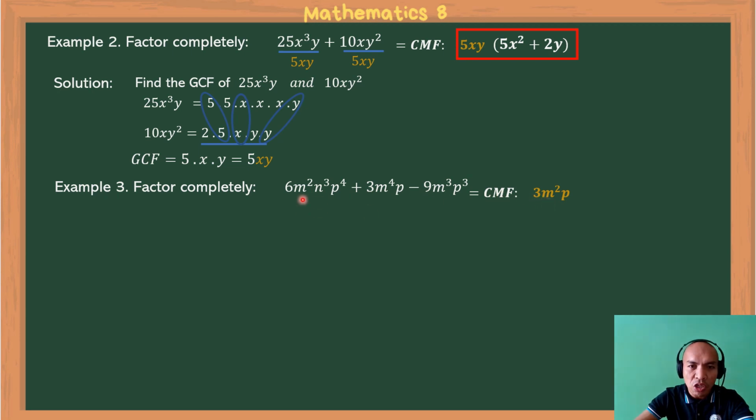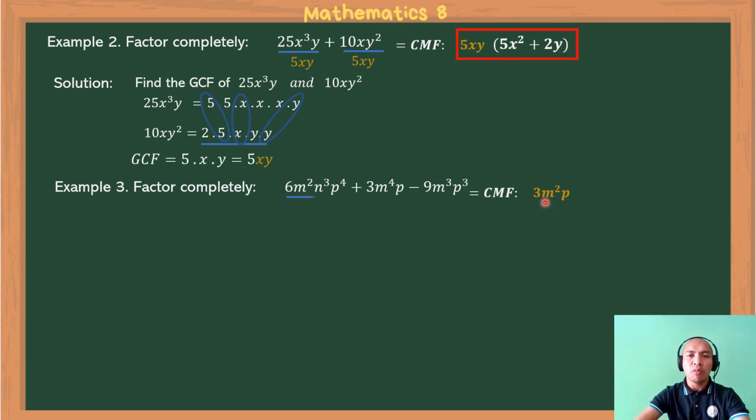So since m squared is the smallest, this is m squared here. Notice the first term has n, the second has no n, and the third has no n. Therefore we cannot take n as the common factor, because from the word common, it must be present in all the terms. So in this case, we will take p instead. Why? Because p is present in all three terms. Which of them has the lowest exponent? This is p. So this is the p that we use in the common monomial factor.